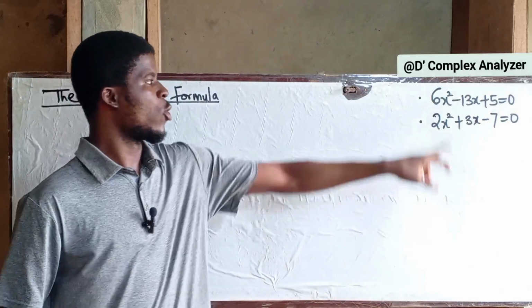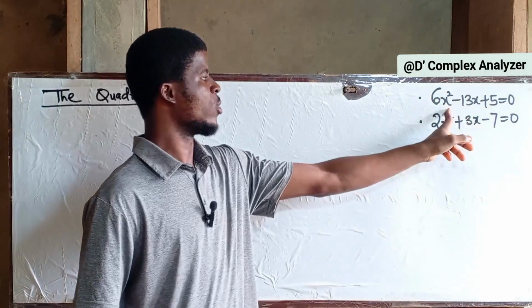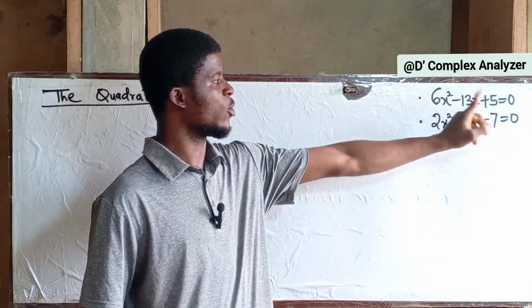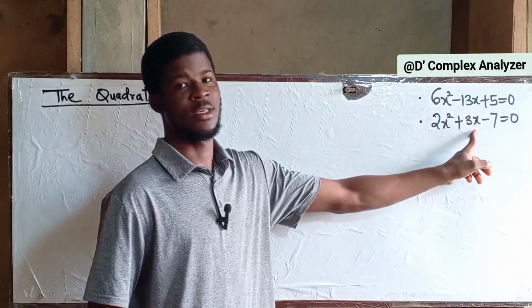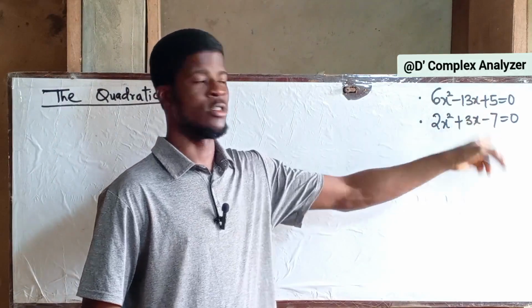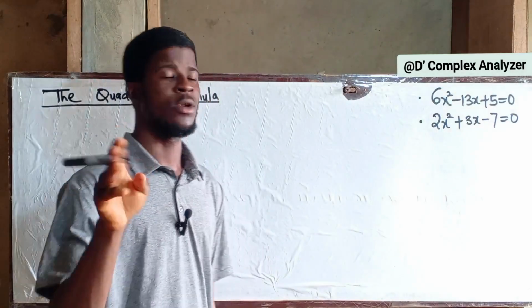Look at these two quadratic equations on the board. The first one is 6x squared minus 13x plus 5 equal to 0. And the second one is 2x squared plus 3x minus 7 equals 0. These two equations are not the same. I'm going to show you why they are not the same.